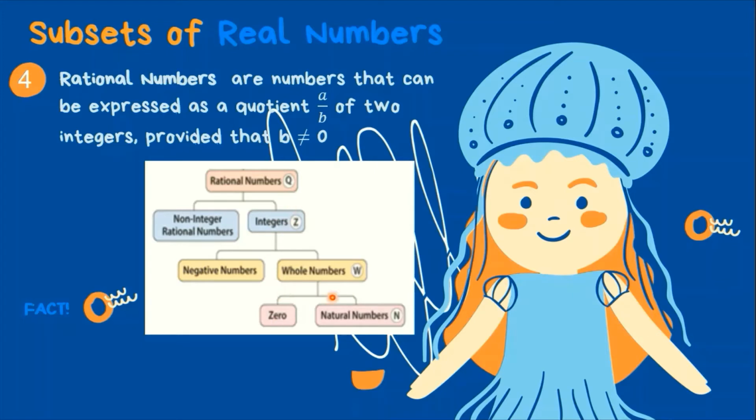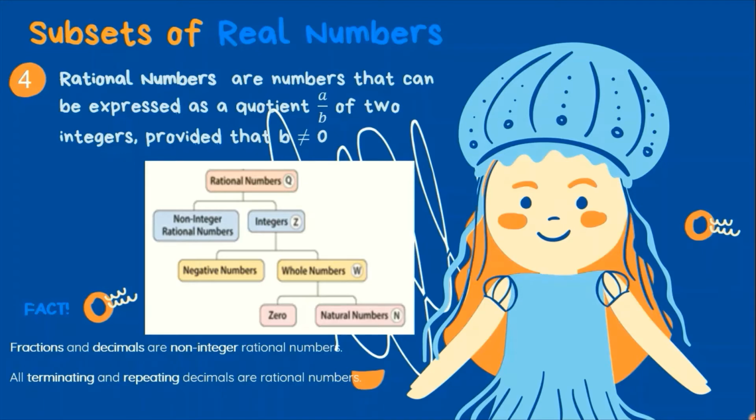Every number under integers ay whole numbers. Buo lang sila. It's either they're positive or negative or 0. Pero buo silang lahat. The non-integer rational numbers are different from integers. Fractions and decimals are non-integer rational numbers. Speaking of decimals, all terminating and repeating decimals are rational numbers, repeating or recurring decimals.